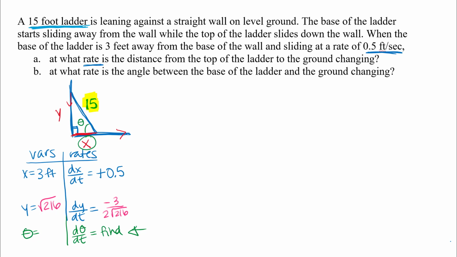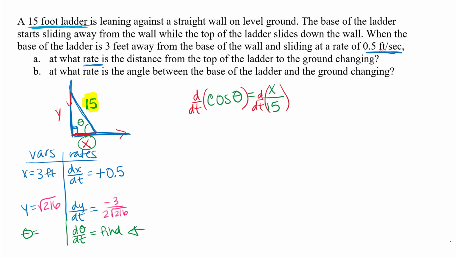Okay, so my equation that's going to relate the variables here, I'm going to have cosine theta is adjacent over hypotenuse, x over 15. The hypotenuse is constant. Okay, and then I want to differentiate with respect to time, so d/dt of both sides.